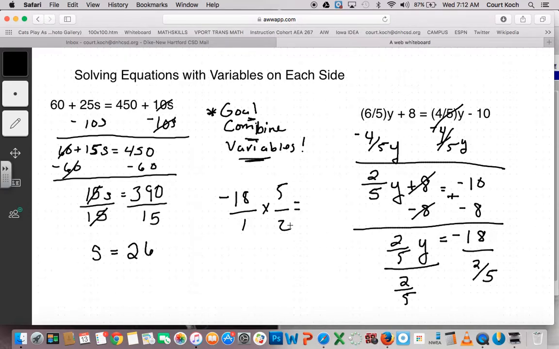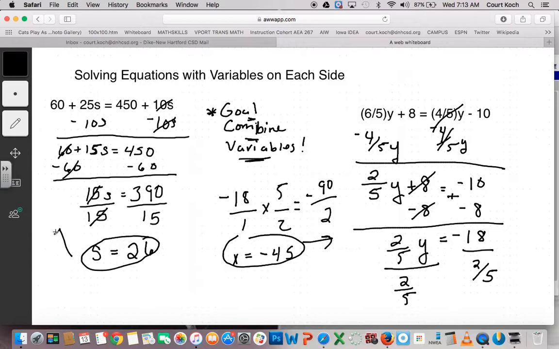18 times 5 is going to be, use a calculator, it's going to be negative 90. And 1 times 2, and then I can simplify from there. I can use the calculator to do that. 90/2 is the same as negative 45. So y equals negative 45 for this problem.